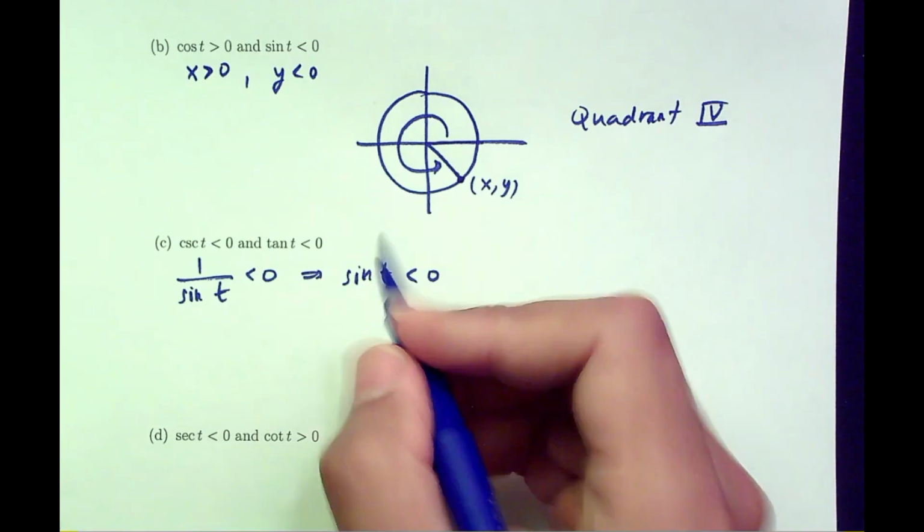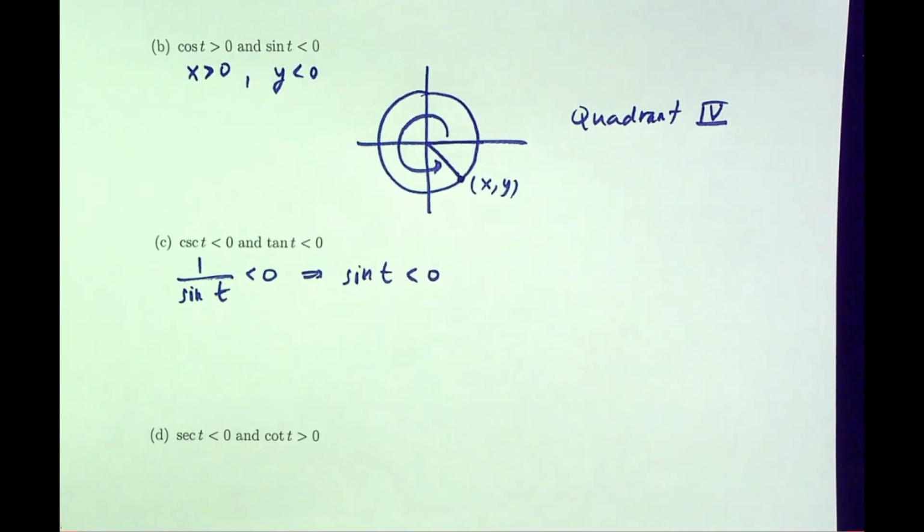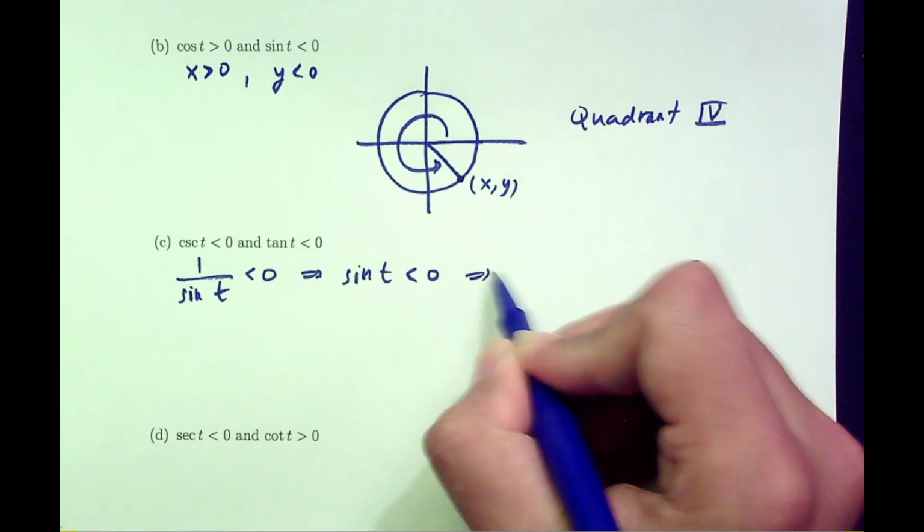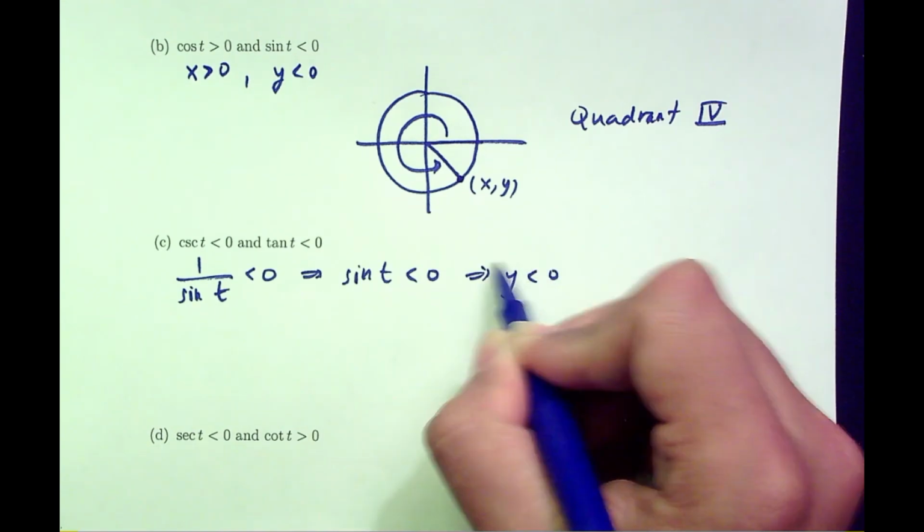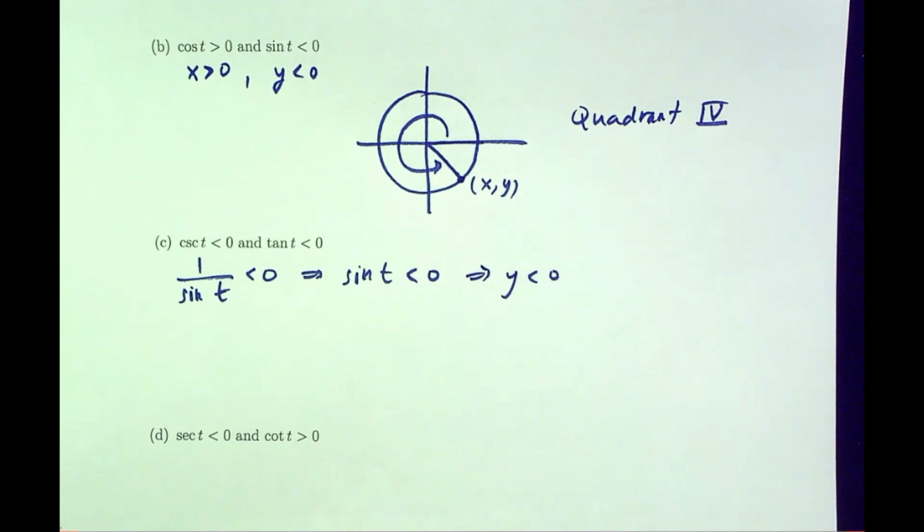So that means then that this sign is negative, or in other words, the y-coordinate is negative. So we have now that the y-coordinate is negative.